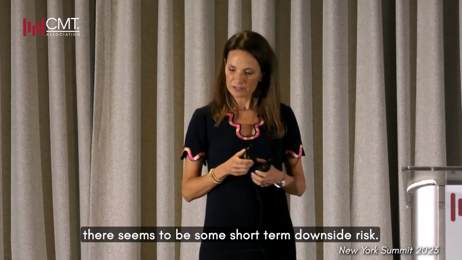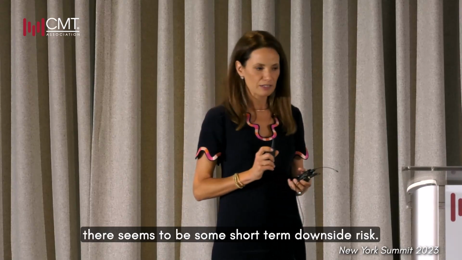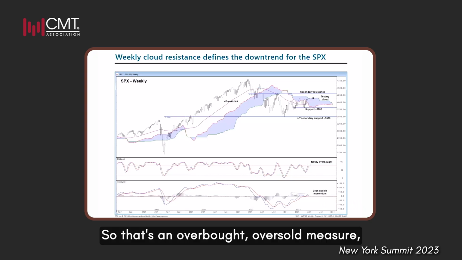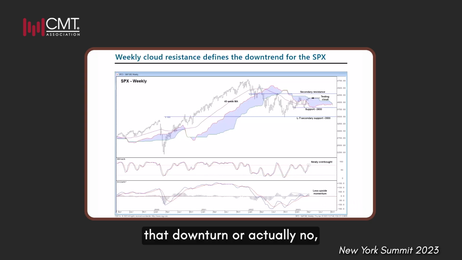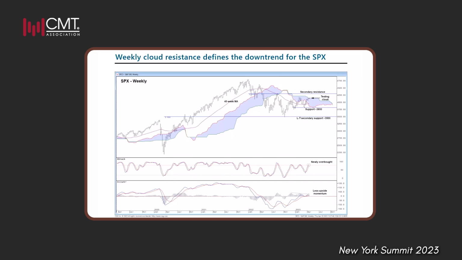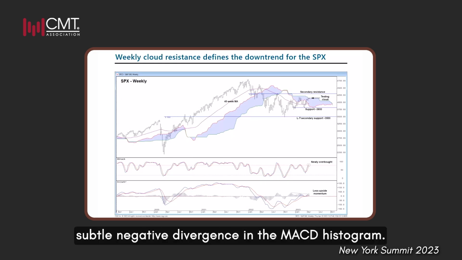But for now, there seems to be some short-term downside risk. You'll notice that at the bottom, there's a stochastic downturn. That's an overbought, oversold measure. It's a downturn now, but it wasn't a week ago. These were run a few days ago, thanks to my analysts, Will and Kevin, sitting right over there. Hey, guys. And now we also have a subtle negative divergence in the MACD histogram.